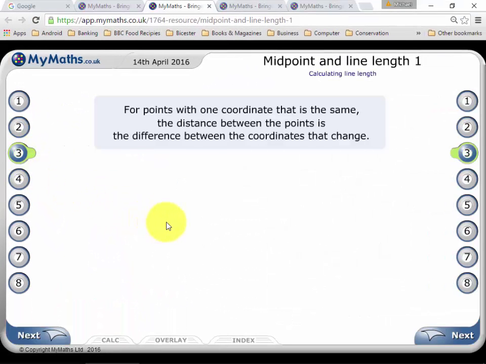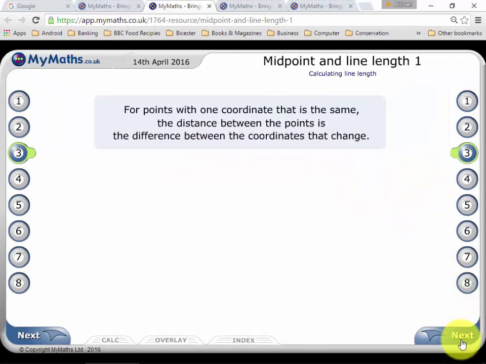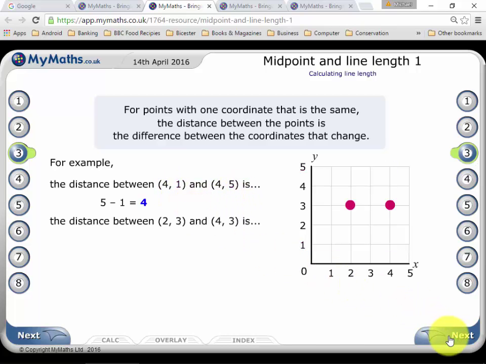Stage 3. For points with one coordinate that is the same, the distance between the points is the difference between the coordinates that change. We've just seen that. Click on next. So for example, the distance between point 4, 1, this one here, x is 4, y is 1, and 4, 5, x is 4 and y is 5, is, click on next, 5 minus 1, which is 4. Can you see we've taken the 2 y coordinates, taken one away from the other.